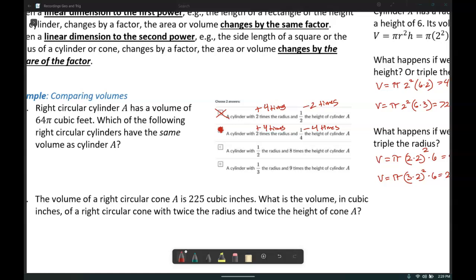A cylinder with 1/2 the radius. Well, we square 1/2, and so it's a decrease of 4 times the volume. And 8 times the height, that's linear, so we get 8 times more volume. Well, that still leaves us with an increase of 4 times the volume. And then last but not least, a cylinder with 1/3 the radius. Again, we square that, so it's 9 times less volume. And then 9 times the height will give us 9 times more volume. Those cancel out, giving us our 2 options of B and D.